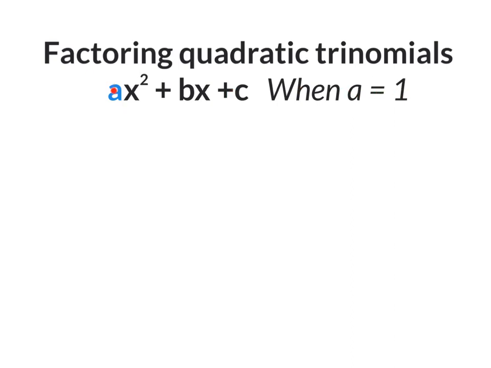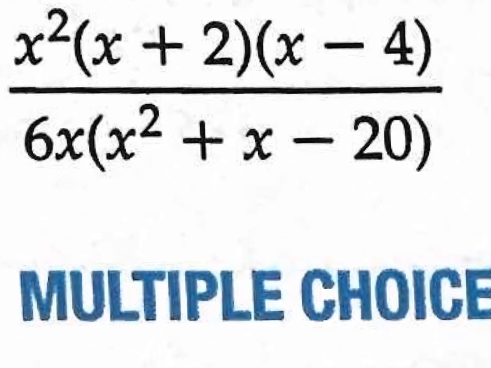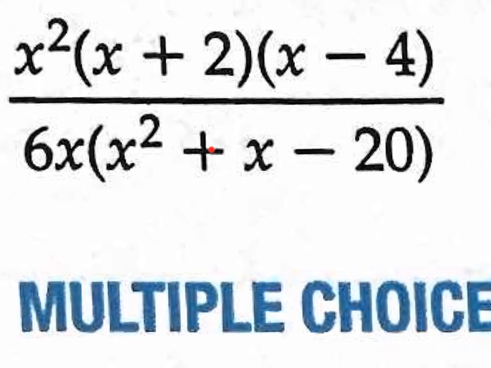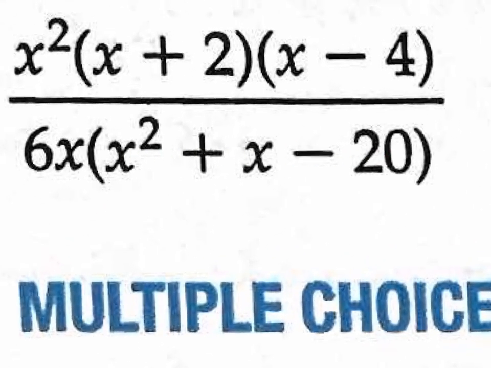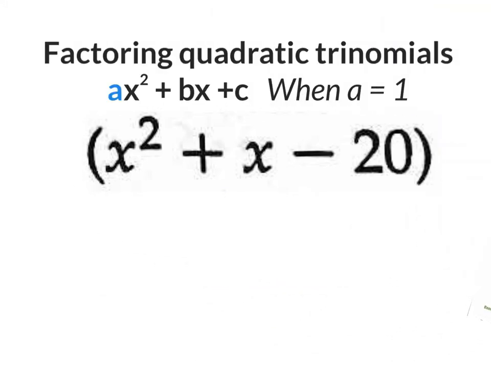That's why I put this in blue. Because this is really easy when the a value is 1. In other words, when there's no number in the front. So on the assignment I gave you this week, there are several of these quadratic trinomials where the a value is 1 within the problems. So if you look at number 17 right here, we have a quadratic trinomial. Let me get this out of the way and make a copy of this guy.